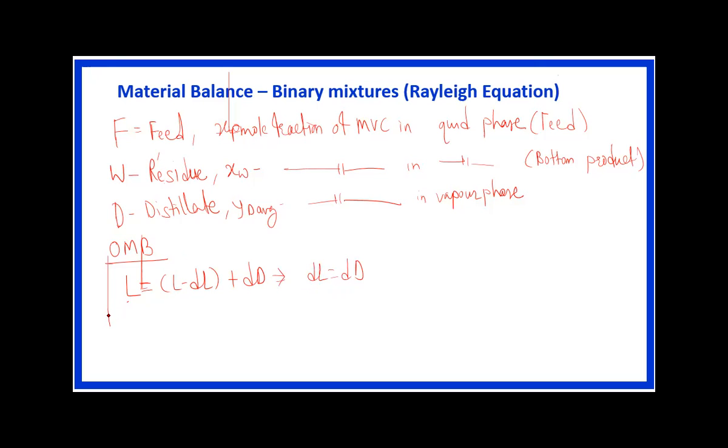If you write the individual material balance for this equation, then we can write L into x equal to L minus dl into x minus dx plus dd into y. So for the individual material balance, we are multiplying with the fractions. So for the liquid fraction, it is x. For the L minus dl fraction, it is x minus dx, and for dd, it is y fraction. Right?